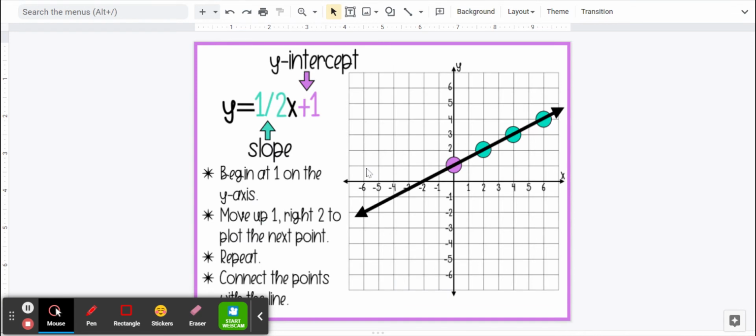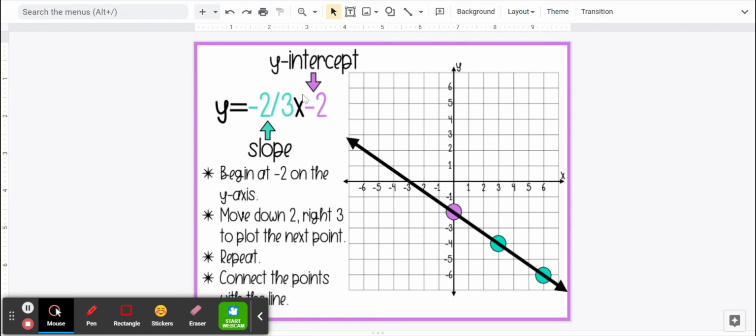All right, let's put it all together. So here we have the equation y equals 1/2 x plus 1. Even though this 1 is at the end, that is where we actually want to begin. So we're going to begin at 1 on the y-axis right here. And then we're going to use the slope to plot the next points. So 1/2 means we're going to go up 1, right 2. Rise up 1, run 2. Keep going. And then you connect the dots.